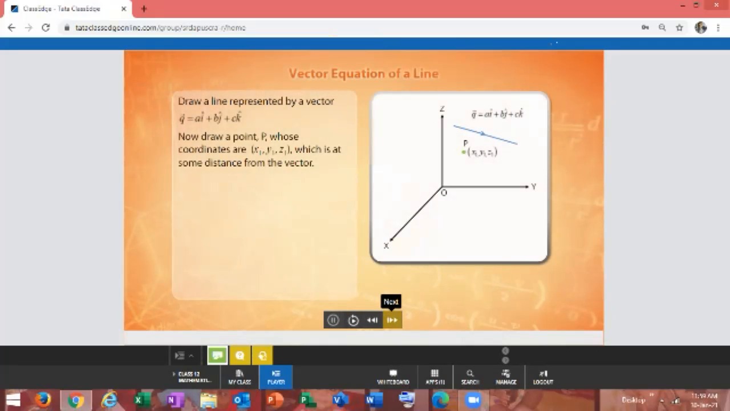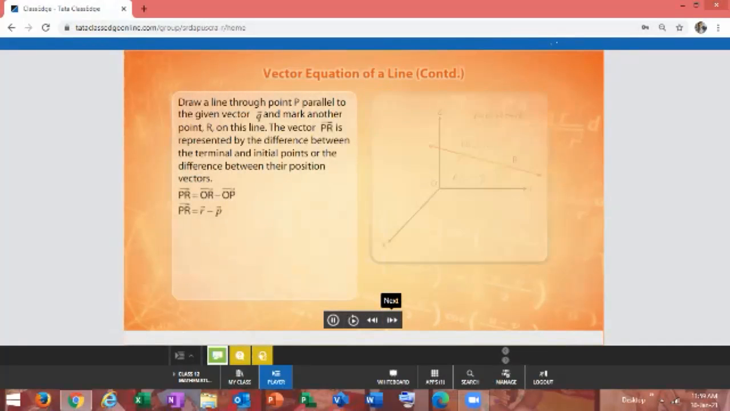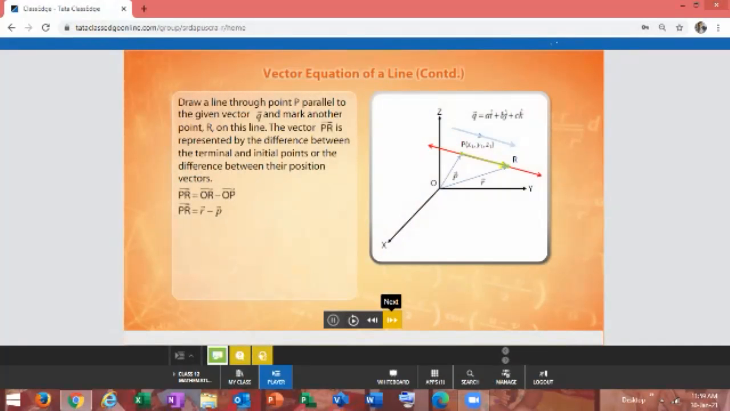Here a line is taken, vector q, that is a i cap plus b j cap plus c k cap, and one point is taken here, x1, y1 and z1, through which the line is passing. In the diagram an arbitrary point is taken, R, with position vector small r, and now PR is obtained first. With the help of the cursor I am showing you here, PR equals OR minus OP, that is vector R minus vector P.